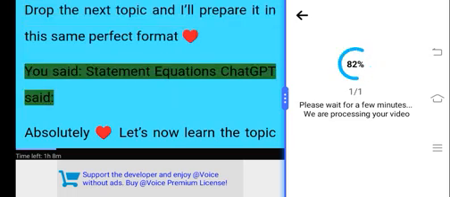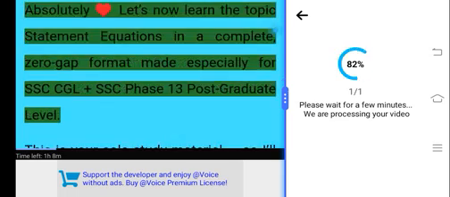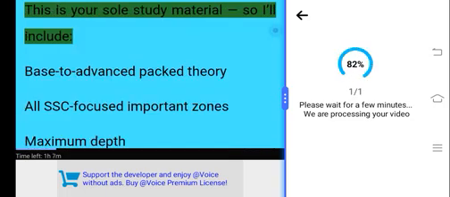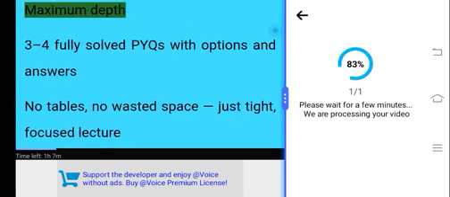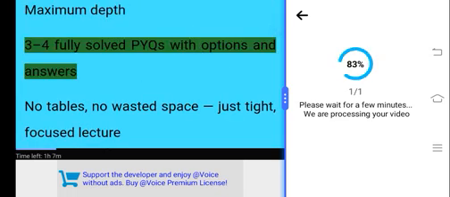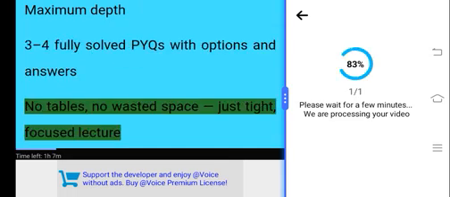Statement equations. Absolutely. Let's now learn the topic statement equations in a complete, zero gap format made especially for SSC CGL plus SSC Phase 13 postgraduate level. This is your sole study material, so I'll include base to advanced theory, all SSC focused important zones, maximum depth, and 3 to 4 fully solved PYQs with options and answers. No tables, no wasted space, just a tight, focused lecture.